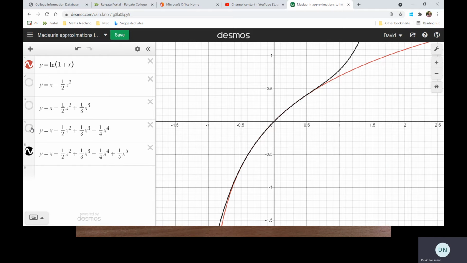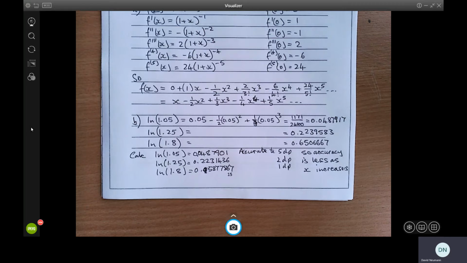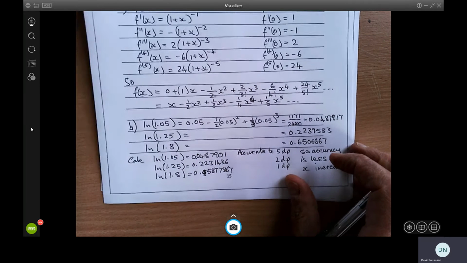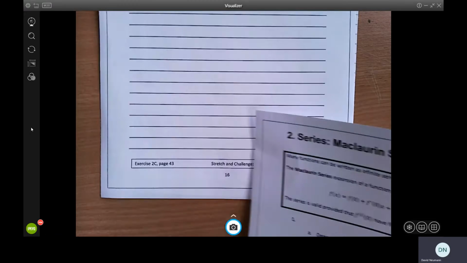So that was quite a long example. Let's just go back and look at the second example of Maclaurin series over the page.